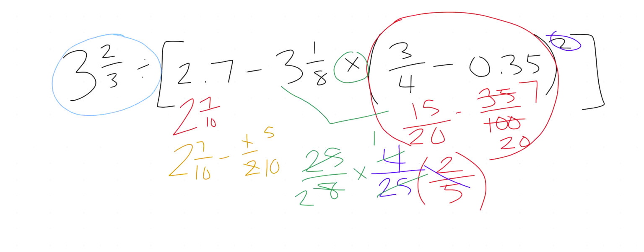How do we say 2 and 1/5 in improper fraction? 11/5. Good. And then how do we say 3 and 2/3 in an improper fraction? 11/3. Good. All right, how do we do this? 11/3 divided by 11/5. You multiply and then you flip it. Good.